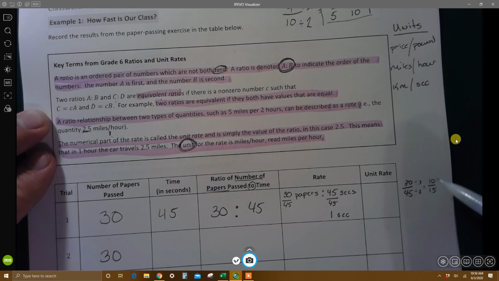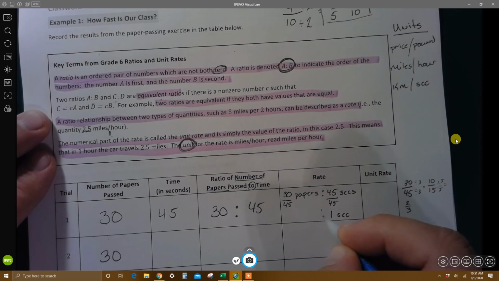Okay. Can I do 10 and 15? What can I divide 10 and 15 by? I can do 5. So divide that by 5 and divide that by 5, and I get 2/3. So I can pass out 2/3 of a paper every 1 second. So 2/3 of a paper every 1 second.